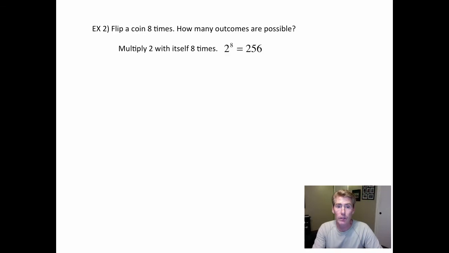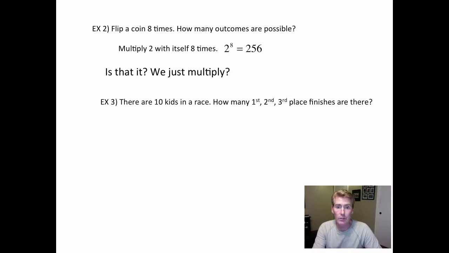You could multiply 2 times 2 times 2 times 2, because the coin always has two sides, heads and tails. You could multiply 2 times 2 times 2 times 2 and get 256. Or more quickly, you could just say 2 raised to the 8th, 256. So is that it? Are we done with the section? You just take a number and multiply it with itself a bunch of times?